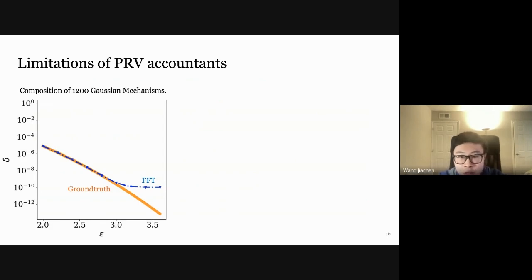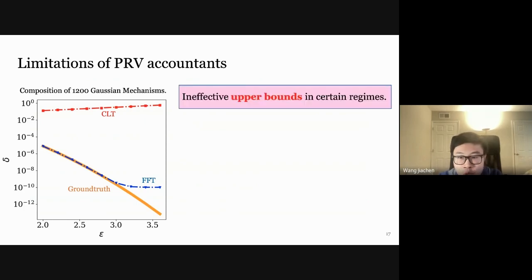For the FFT accountant, we can see that although it is very close to the ground truth for most of the regions, the bound becomes much worse for very small delta due to computational limitations. And the CLT-based technique produces suboptimal upper bounds for the entire range of delta. This is because of the relatively small number of mechanisms being composed here, which does not meet the requirement for the CLT bounds to converge. So this figure shows that both the FFT and the CLT-based techniques provide ineffective bounds in certain regions.